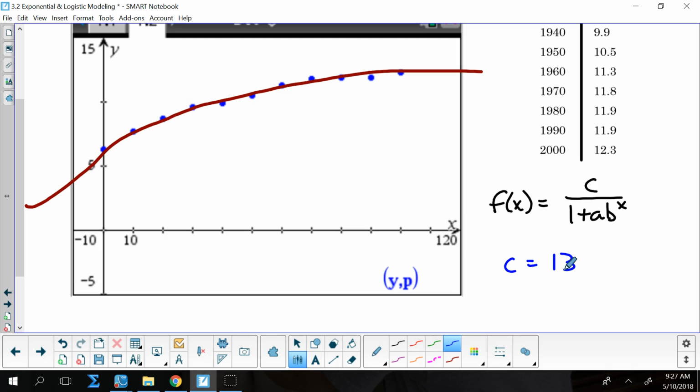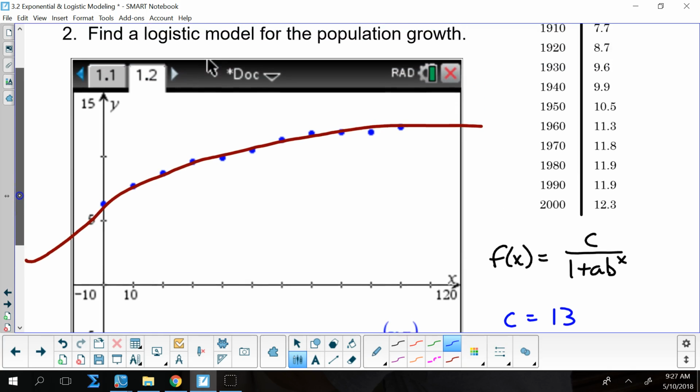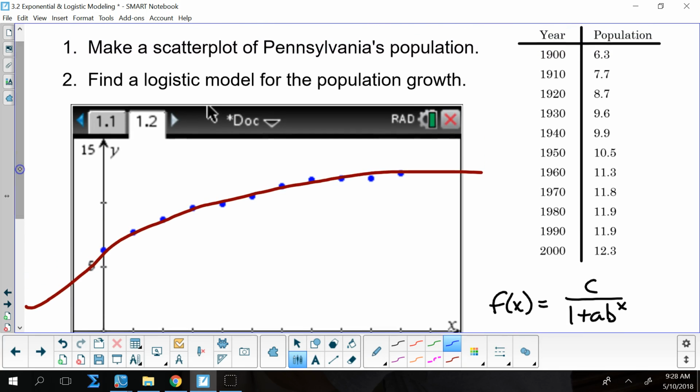Now what do we find next? A or B? A, okay. How do I find A? Look for the initial value, right? What was our initial value of our data? That was this data point right here, where x was equal to 0.